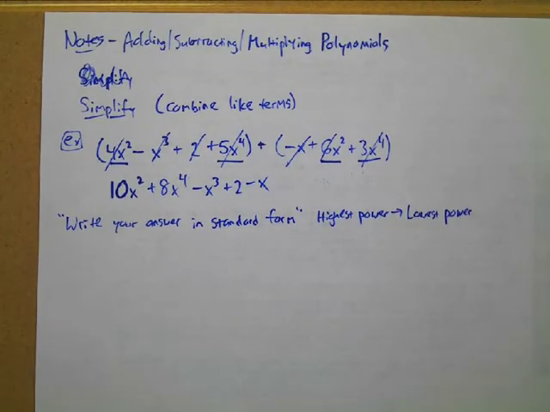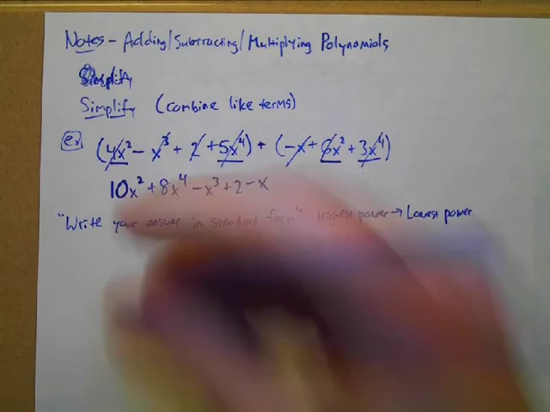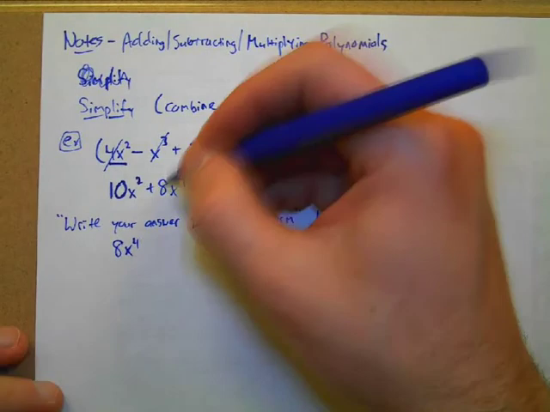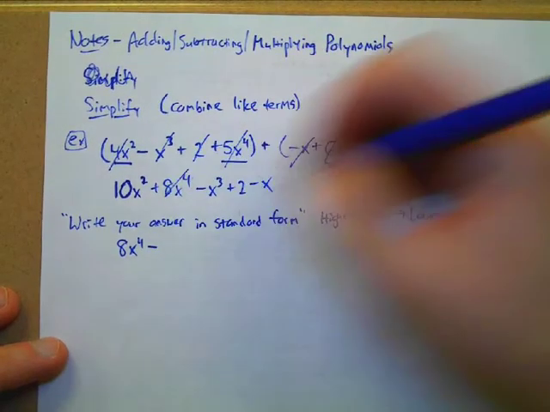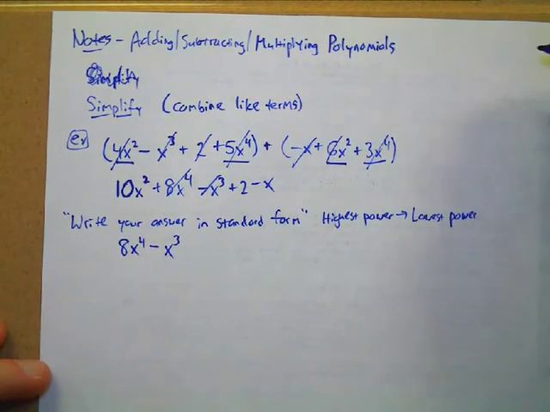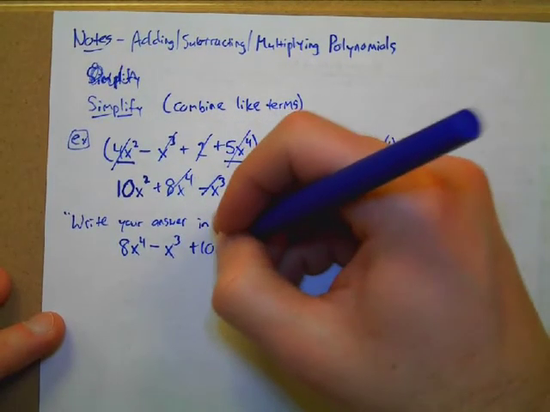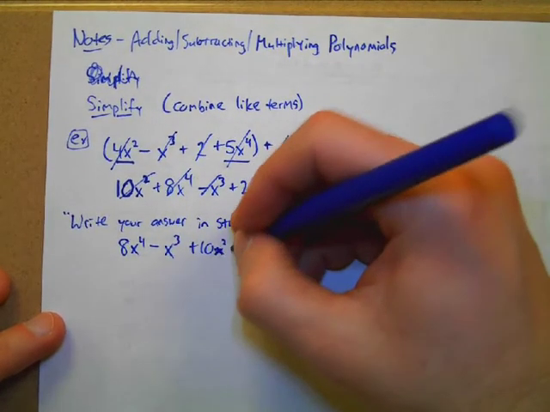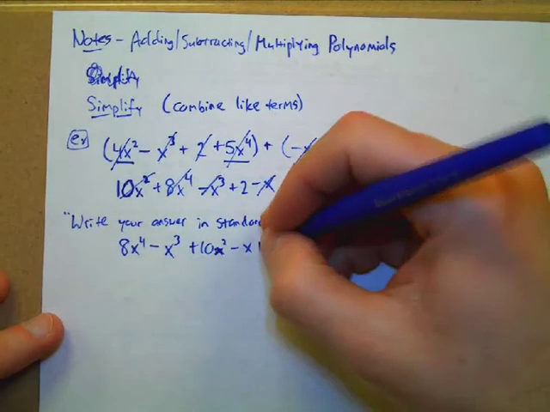Okay, so let's see here. We'll go to Jake K. Jake K, what is the highest power you see here? 4? Yeah, 4. So we're going to put that out first. So it'll be 8x to the 4th. Okay, then what's the next highest power? Negative x squared. Yeah, there you go, minus x to the 3rd. Very good. Okay, and what next? 10x squared. Okay, and then after that? Minus x. Minus x, very good. And then last? 2. Yeah, the plus 2. Okay, and that would be your final answer.